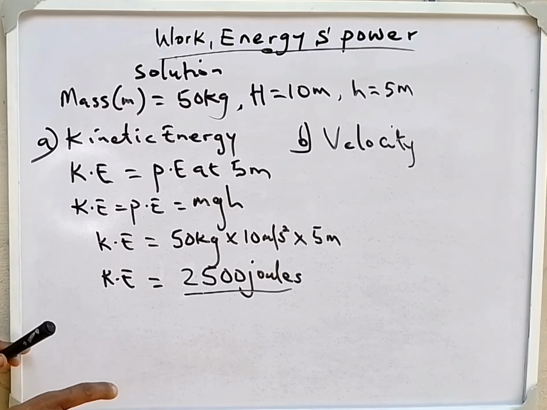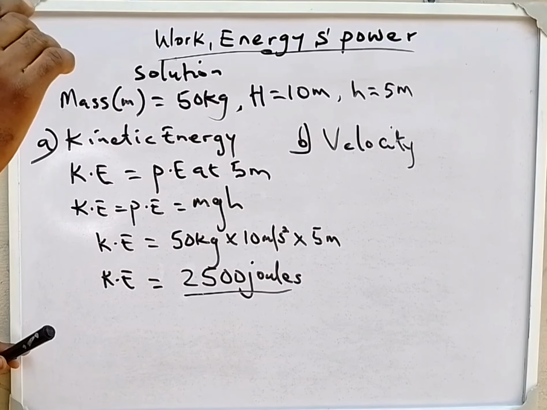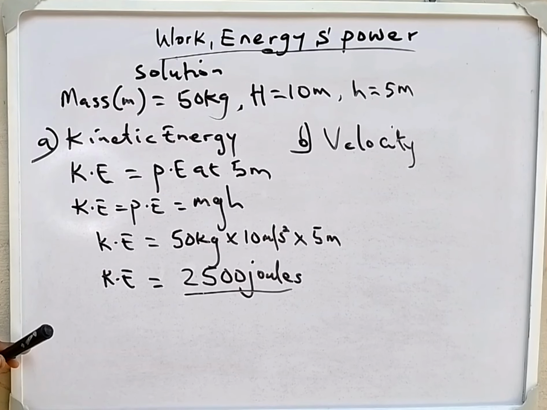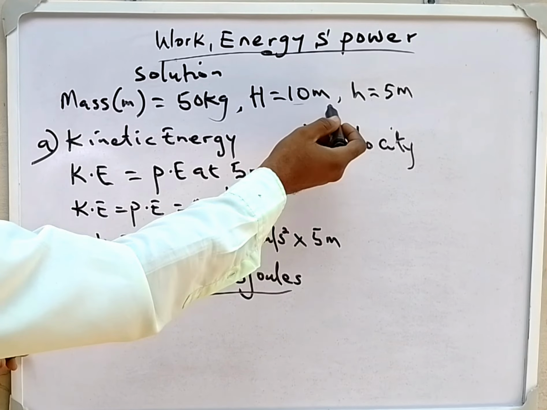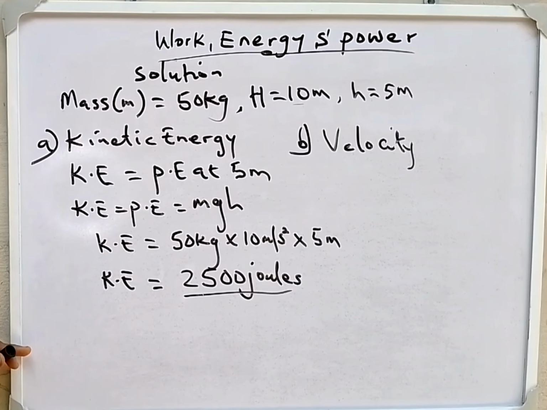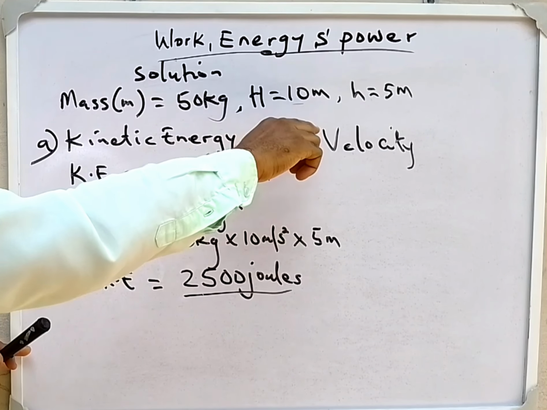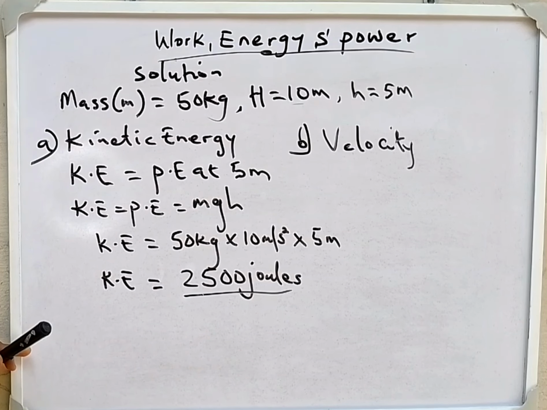So what it implies is that when the object is at its maximum height, the energy possessed by this stone at this 10 meters is all what? Potential, no kinetic energy, because the object has not started falling. But the moment the object begins to fall, the potential energy of the stone is converted to kinetic.